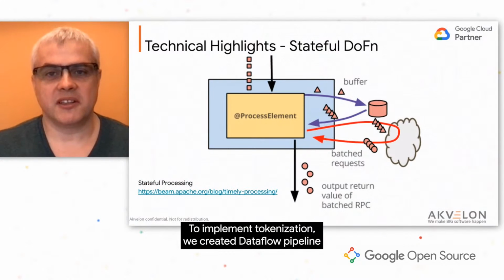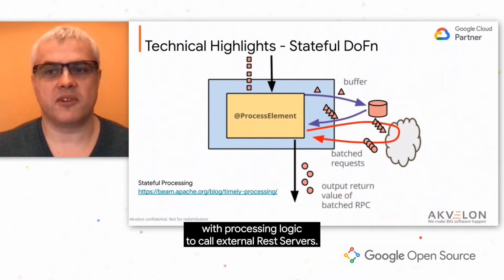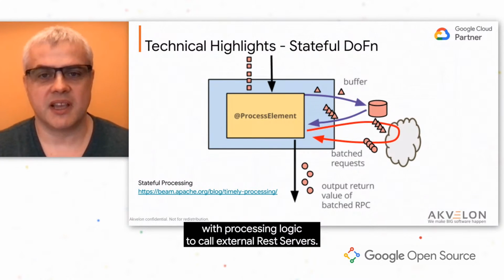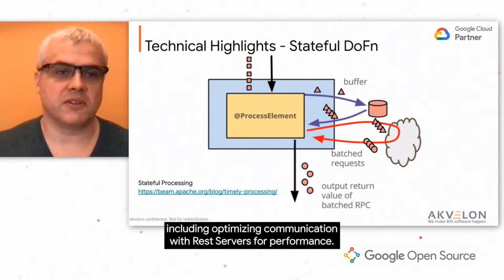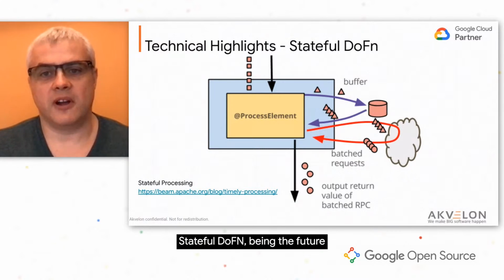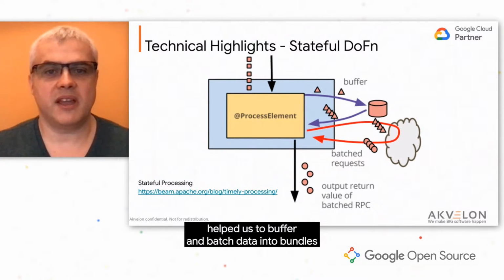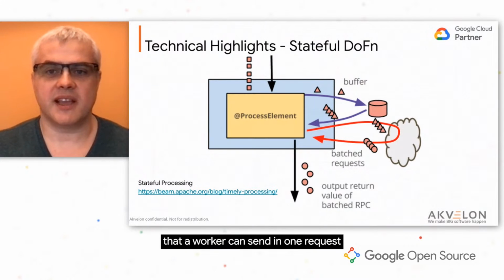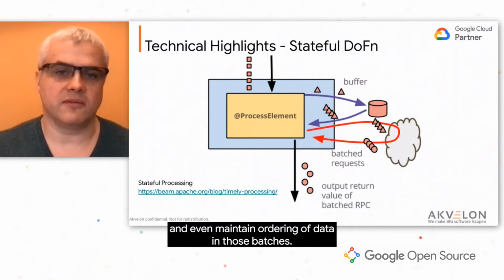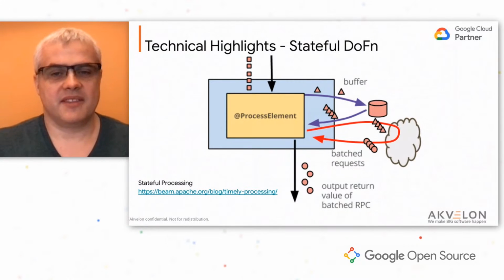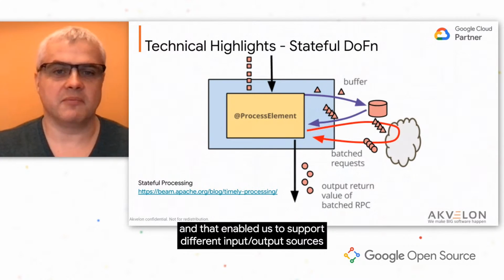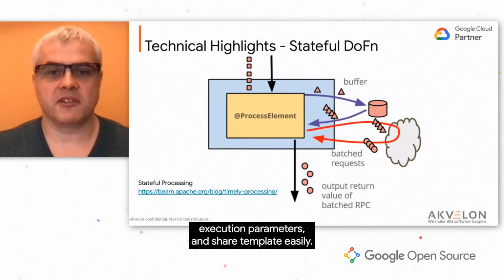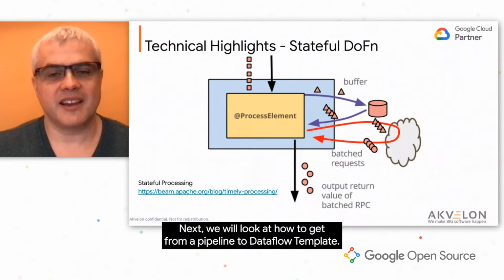To implement tokenization, we created a Dataflow pipeline with processing logic to call an external REST service. We had several challenges to solve, including optimizing communication with the REST service for performance. The Stateful DoFn Beam feature helped us to buffer and batch data into bundles that a worker can send in one request and even maintain ordering of data in these batches. Then we packaged the pipeline into a template, and that enabled us to support different input-output sources, execution parameters, and share the template easily. Next, we will look at how to get from a pipeline to a Dataflow template.